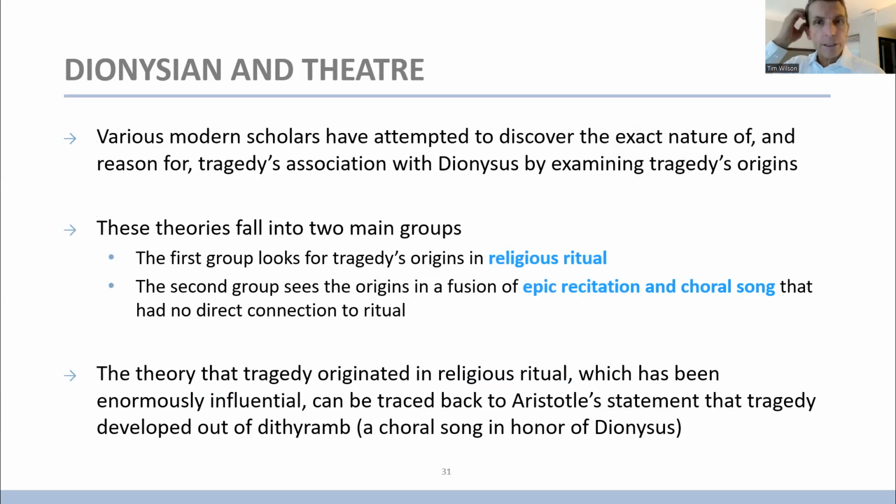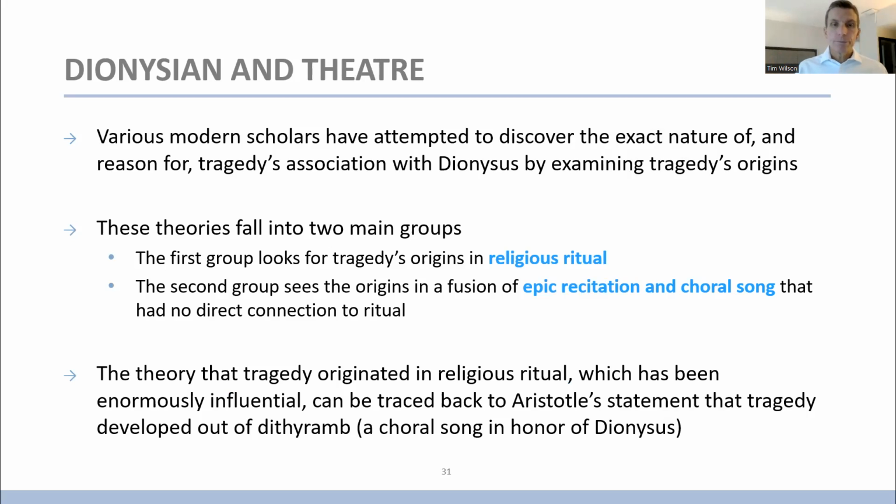So modern scholars have tried to discover the exact nature of and reason for tragedy's association with Dionysus by examining tragedy's origins. And the theories of the origins of tragedy fall into two main groups. One group looks for the origins in religious ritual, and a second group sees the origins in a fusion of the epic recitation and choral song that had no direct connection to ritual.